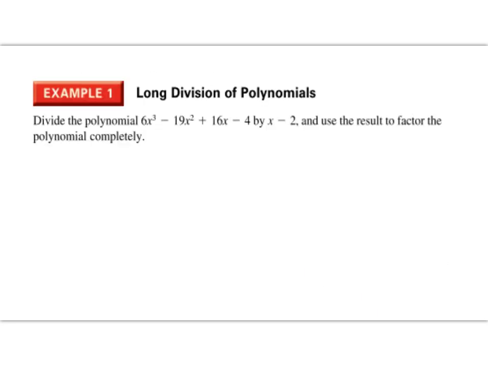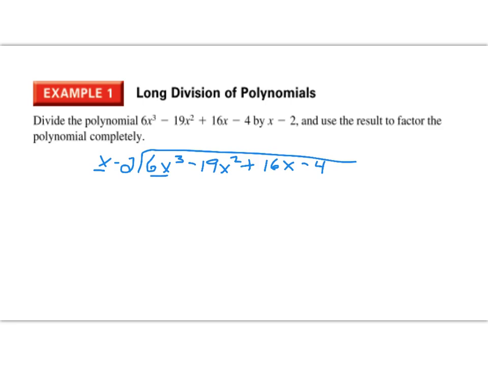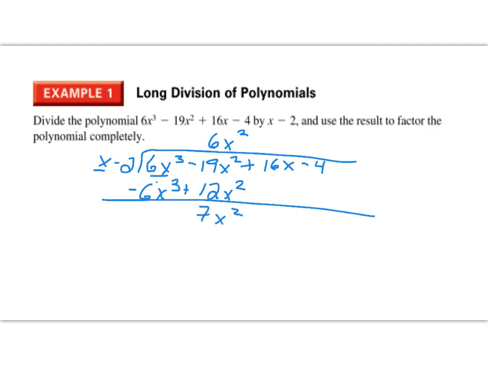Okay, so we're going to go ahead and divide. So I've got 6x cubed minus 19x squared plus 16x minus 4, and we're going to divide that by x minus 2. So I want to make my x 6x cubed, so I have to multiply it by 6x squared. When I multiply those, I get 6x cubed minus 12x squared. Now, we're subtracting these, so we just change everybody's sign, and I end up with 7x squared. And of course, this is going to be 0.